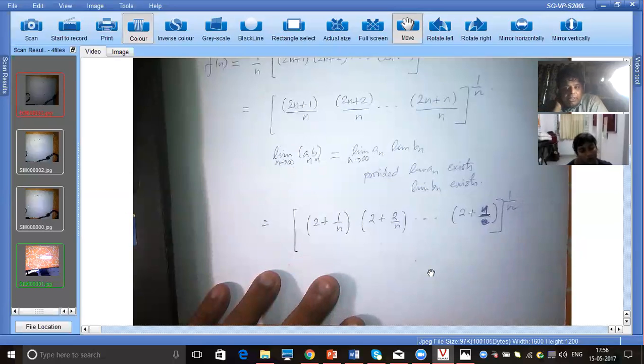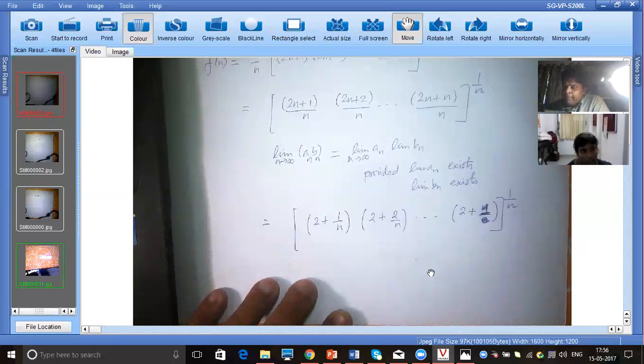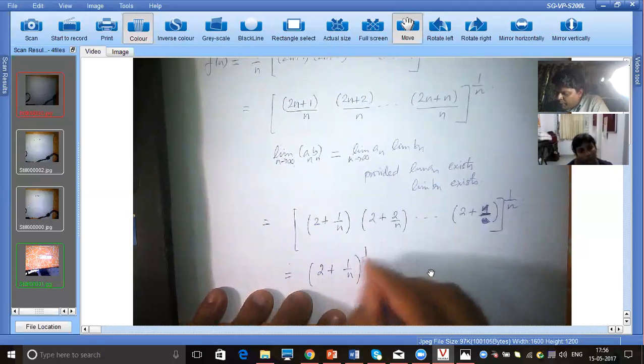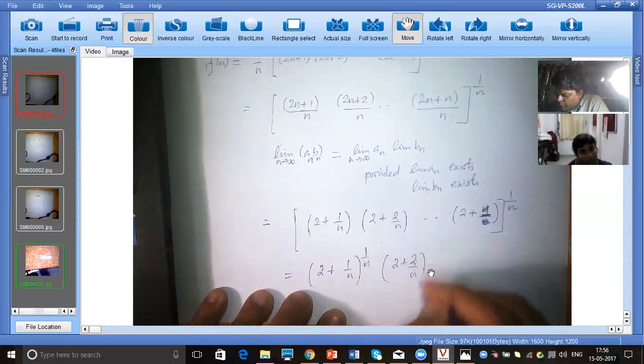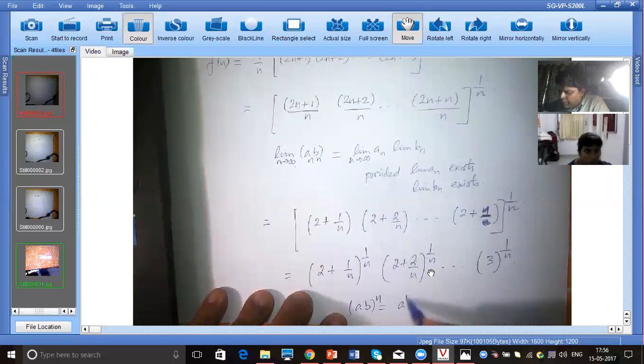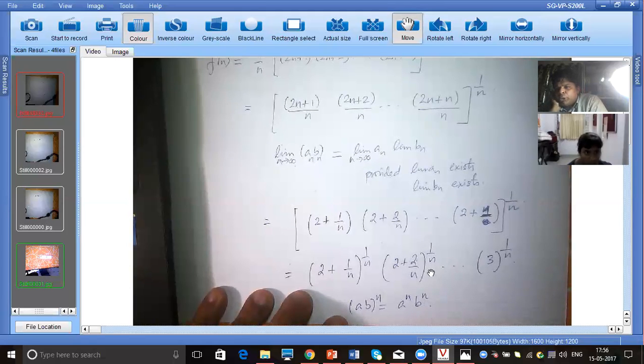So far, I don't think I violated anything. I think I'm fine. Now this is equal to (2 plus 1/n) whole to the 1/n, (2 plus 2/n) whole to the 1/n, 3 whole to the 1/n. Let's check: (AB) whole to the n equals a to the n, b to the n. So I really haven't violated anything. I think I'm fine with this as well.